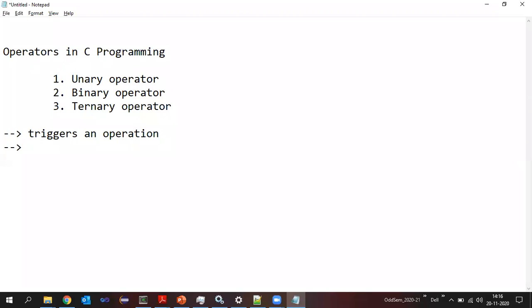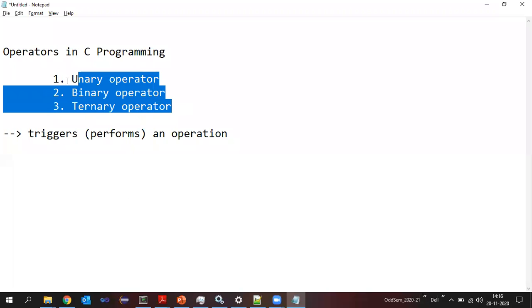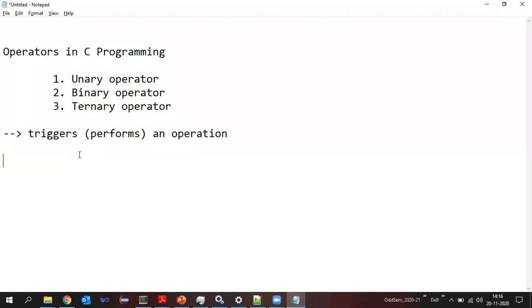Anybody else? It triggers an operation means what? It performs. Can I say it performs a certain operation? So what type of operations? We can have different types of operations based upon the type of the operator. Simple example I will give you first. See, if you want to add two numbers, okay, what do you do? You use something called a plus operator. So plus means what? It will add two numbers, right?